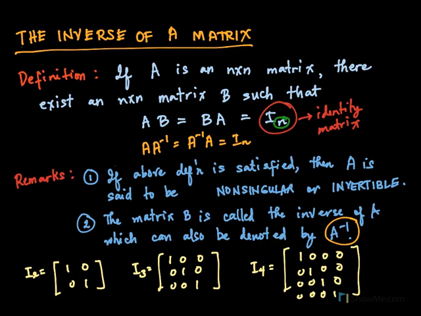Now if A has an inverse, then we say that A is a non-singular matrix, or we can also say na A is an invertible matrix. So non-singular or invertible, ibig sabihin may inverse. Kung walang inverse si A, which is possible, okay, possible na yung matrix natin ay walang inverse, then we say that the matrix is singular or non-invertible.